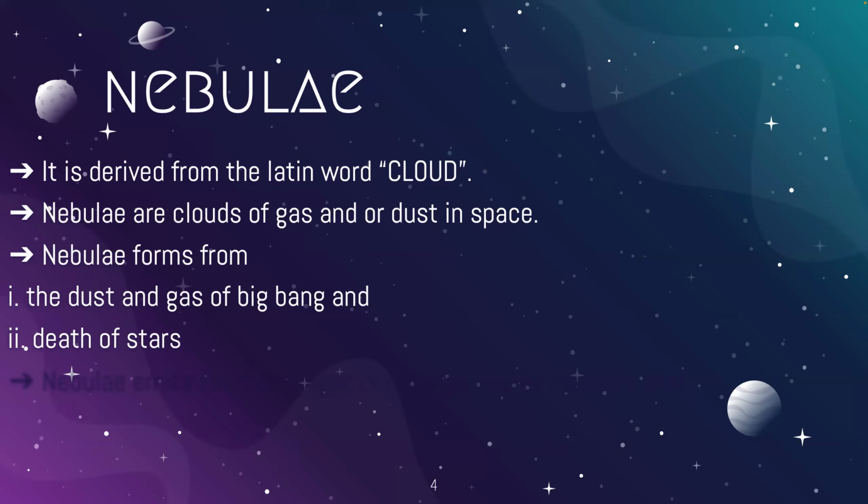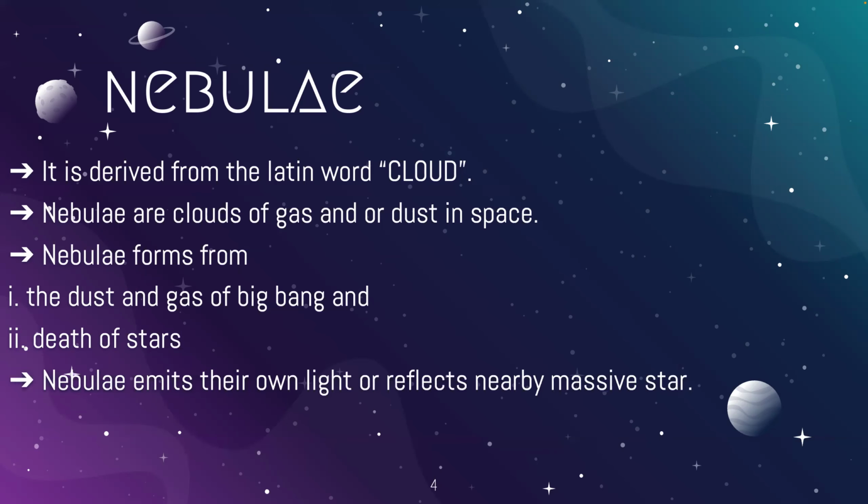We know that the Big Bang is the event where the universe originated. There is dust that is still there from the Big Bang, and there is some dust which must have formed from the death of existing stars. Maybe after 1 million years, our sun will explode due to an unstable state, right? Maybe the sun will run out of fuel. All those reasons may cause the sun to become unstable and explode. So the dust released by the sun will be considered a nebula, and maybe that dust will lead to the formation of future planets. Nebulae emit their own light or reflect the light of nearby massive stars, right?